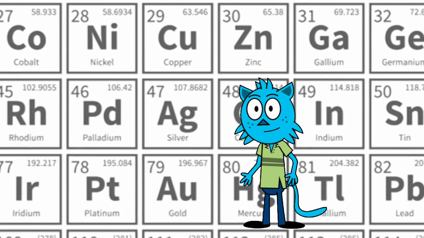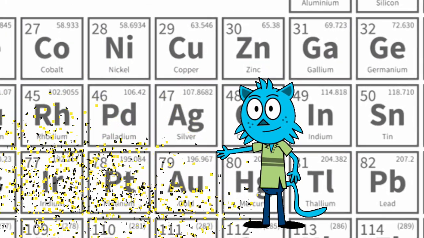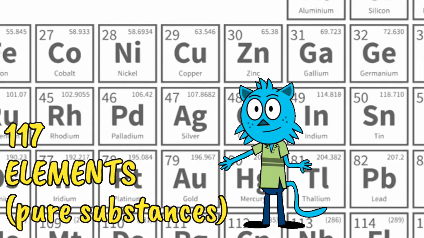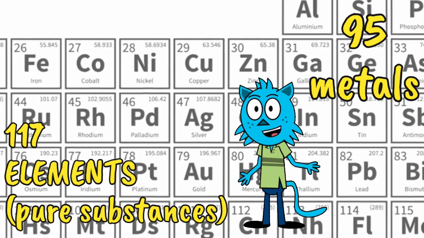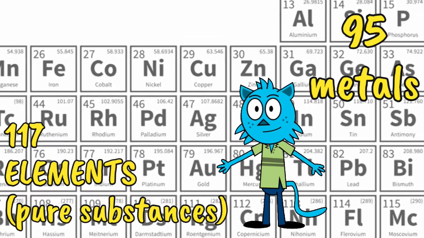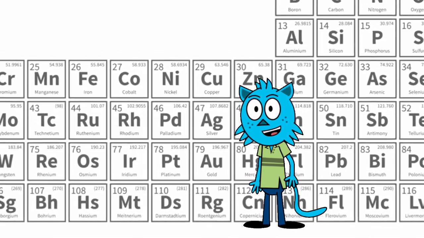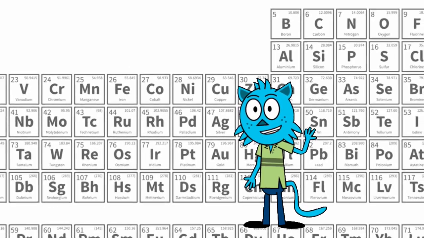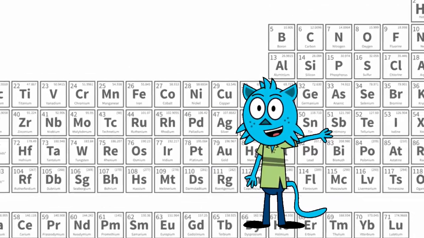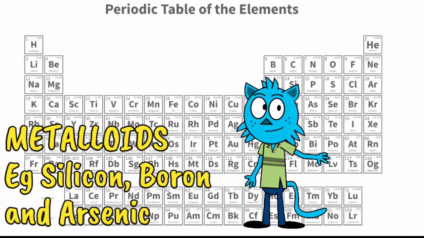There are about 117 different elements or pure substances. Almost all of these, around 95 of them, are metals. Elements are arranged in order in the periodic table. The divide between metals and non-metals isn't clear-cut. Some elements in the boundary area have some metal-like properties and some non-metal-like properties. They are known as metalloids.